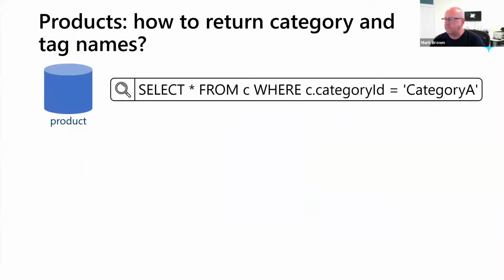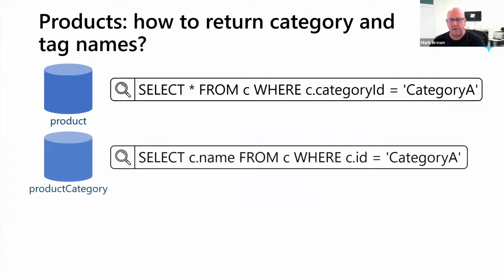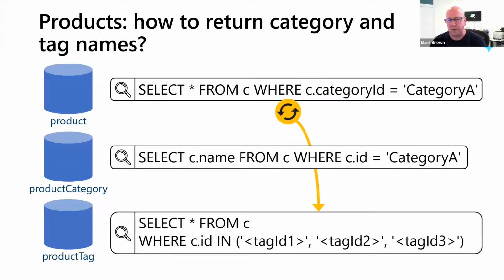In order to achieve that, I could run my query here, select star from c where c.categoryId equals category A, and then run another query against my product category container where c.id equals category A. And then, because there are multiple tags in each product, for each of the products that comes back, I then have to run this third query, select star from c where c.id is in, using the IN statement to get all the tag names and then add them to the product.